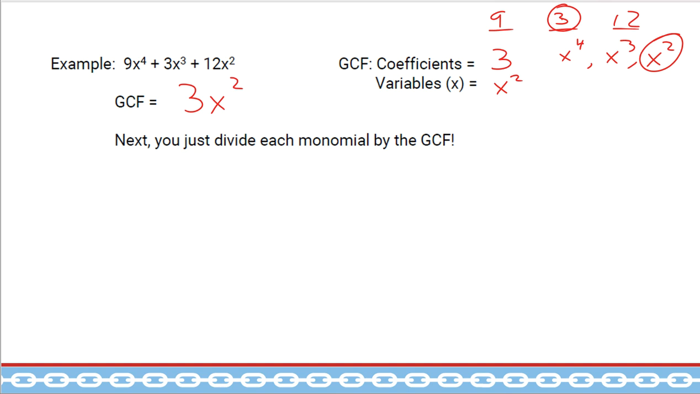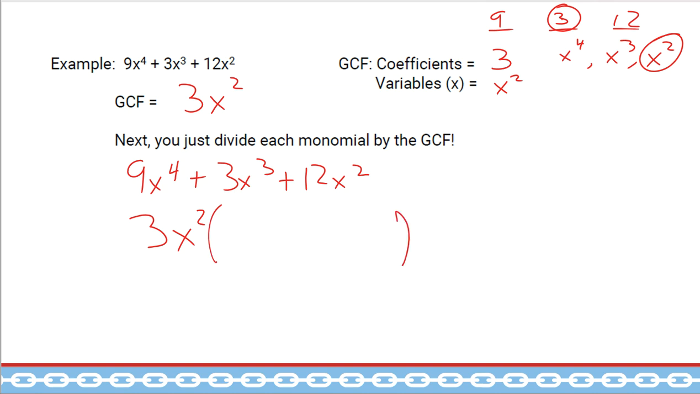So to divide out the greatest common factor, we're going to factor out that 3x squared. So I have 9x to the 4th plus 3x to the 3rd plus 12x squared. I am going to divide out that 3x squared from each term. Right? So, looking here at 9x to the 4th, if I divide out 3x squared, 9 divided by 3 is 3, and then x to the 4th divided by x squared would just give me x squared.